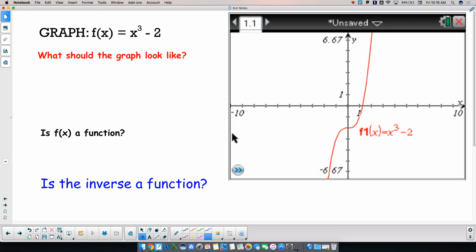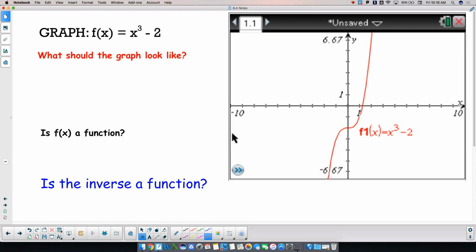It's got an odd degree with a positive lead coefficient, so it's going to go up and to the right, down and to the left, with a little bit of a flattening out stage. And this one flattens out at -2. It's a y-intercept of -2. Okay? So that's what my graph should look like.